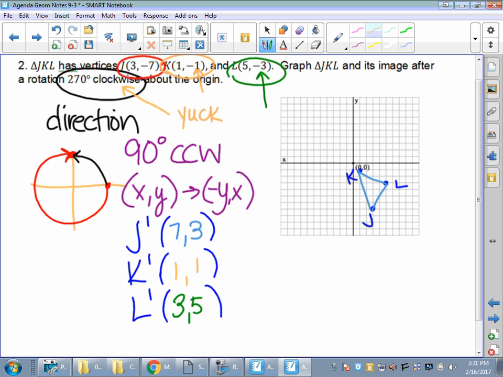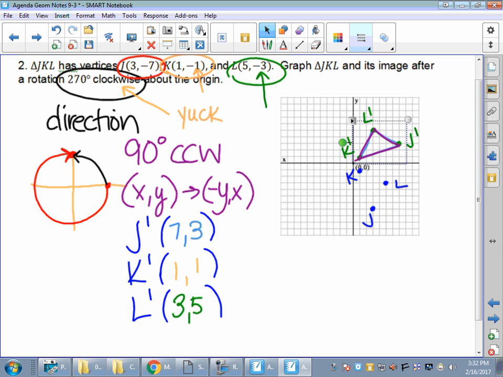Let's put our image on the graph. So J prime is at 7, 3. K prime will be at 1, 1. And L prime will be at 3, 5. So my 90-degree rotation takes me one quadrant, so I end up in quadrant 1. If I rotate this 90 degrees, I've got myself identical pre-image and image.